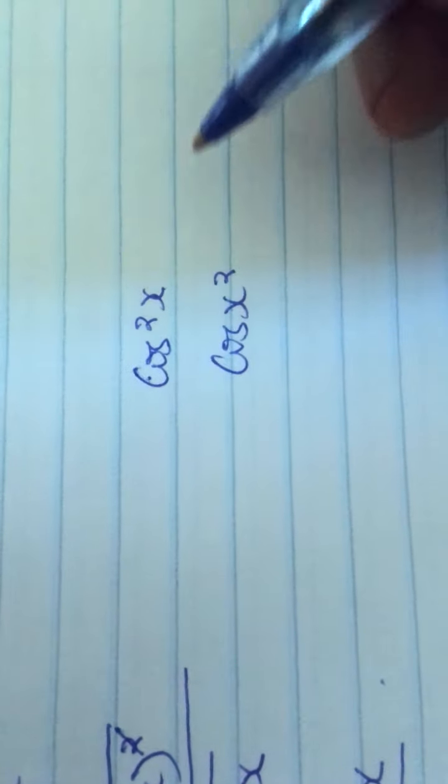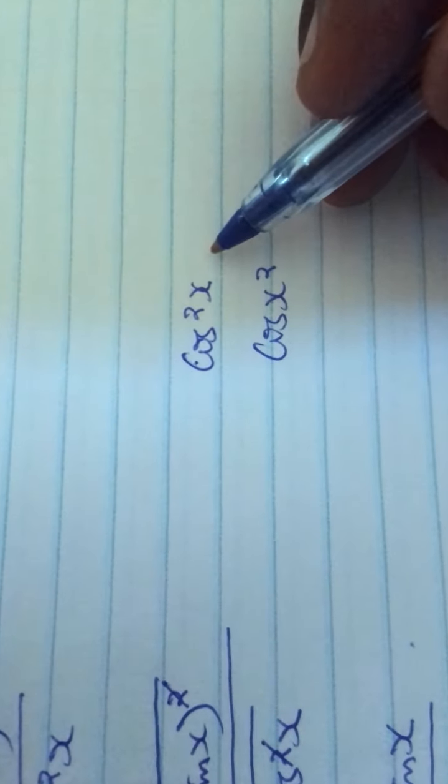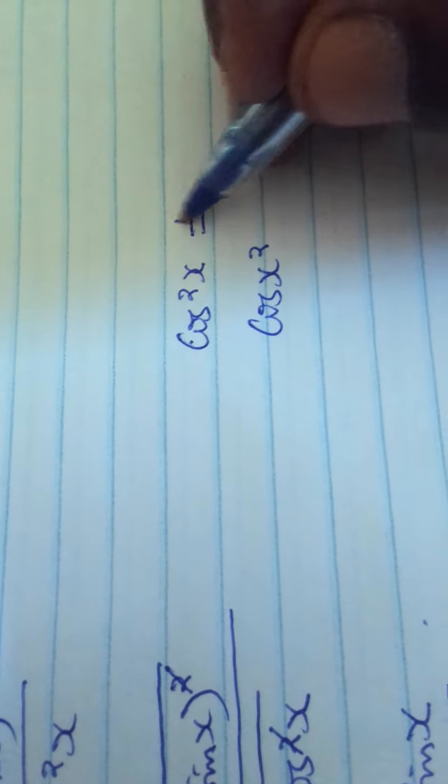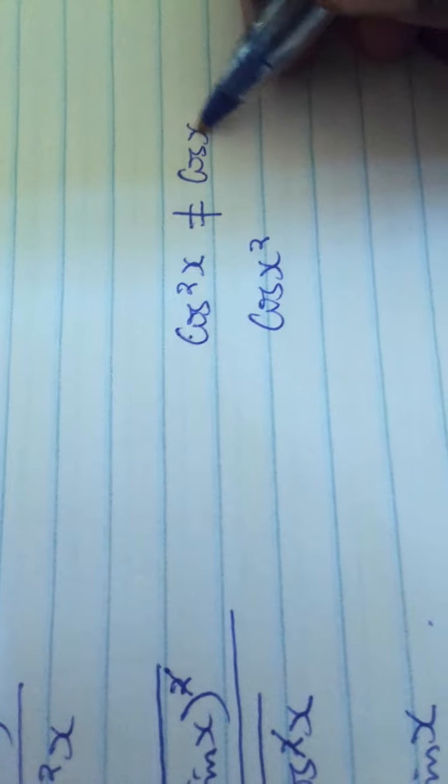So what I wanted to clarify is the case of cos. For example, you're given, let me use cos squared x and cos x squared. Now when you look at these two, they are totally different. Most students make mistakes from here. They think this one and this one are the same. So cos squared x does not equal cos x squared. You must take note of that.